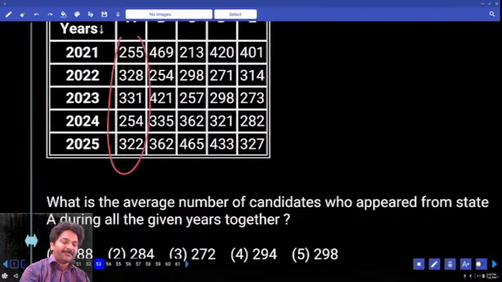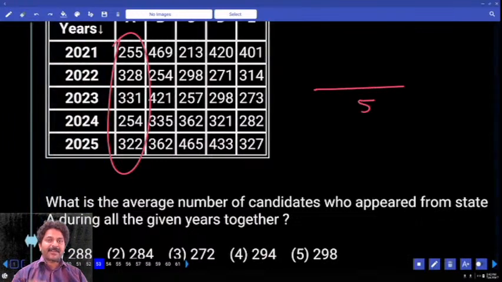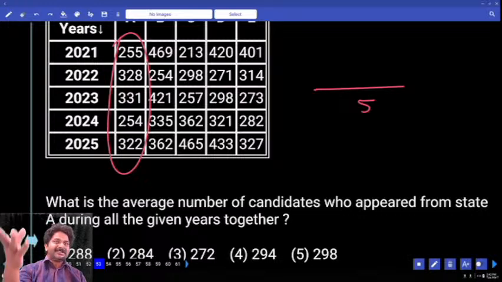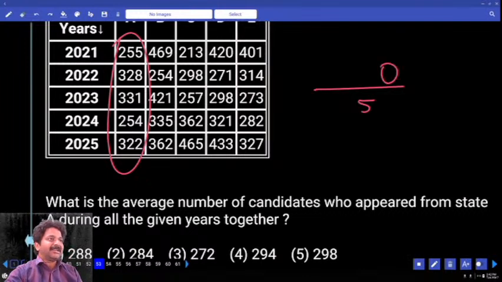How many number of years are there? That means you need to divide by 5 only. Whenever you divide by 5, you can decide whether the answer is an even number or an odd number. That's it. If the numerator ends with 0, what is your answer? Even number. If the numerator ends with 5, odd number.